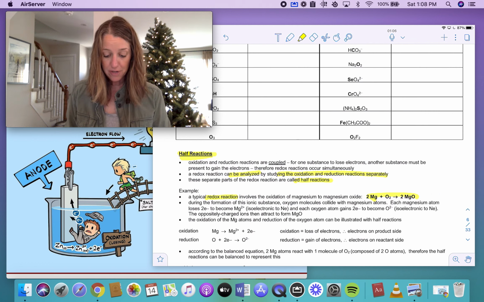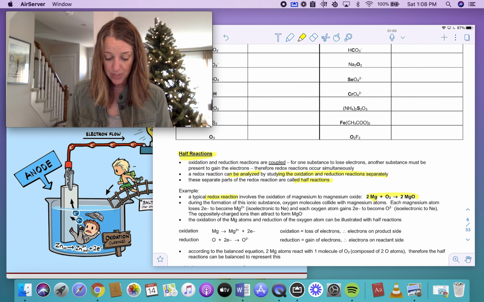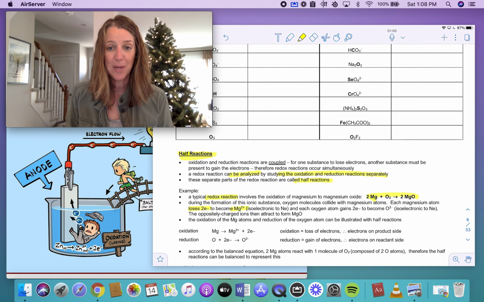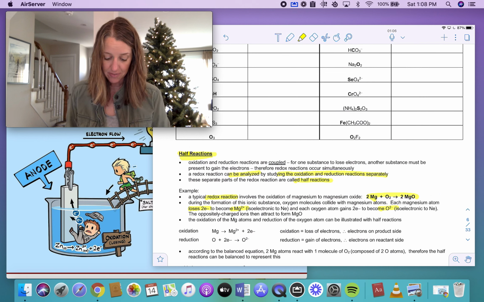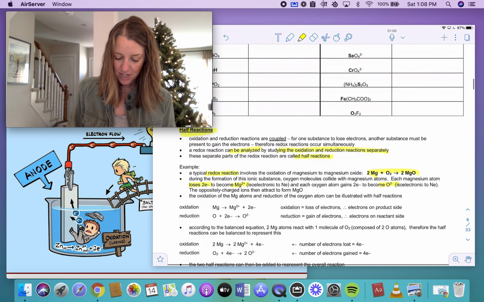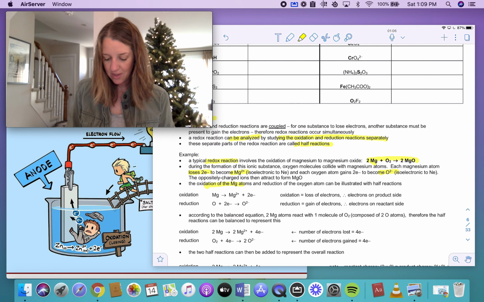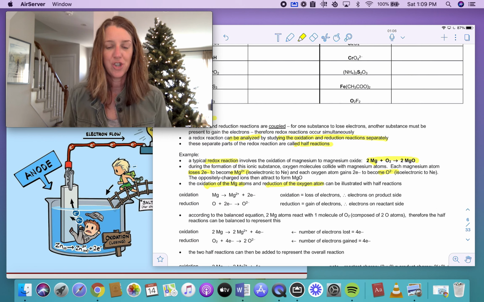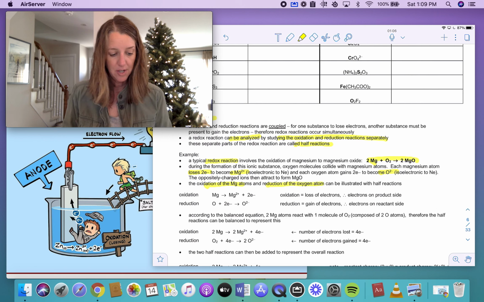During the typical formation of this ionic substance, oxygen molecules collide with magnesium. Each magnesium atom loses 2 electrons to become magnesium 2+. Each oxygen atom gains 2 electrons to become O2-. The oppositely charged ions then attract to form MgO. Okay? The oxidation of magnesium and the reduction of oxygen, we're going to show as the 2 half reactions. So how do I know that?